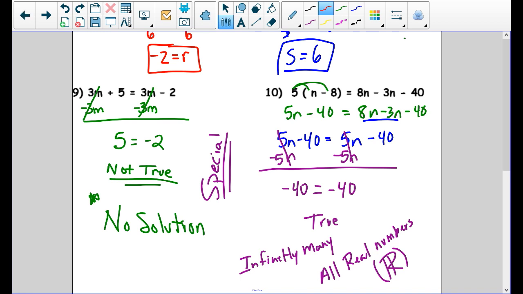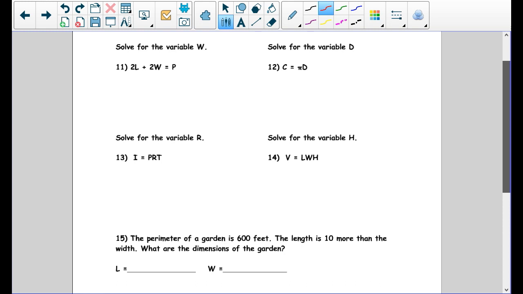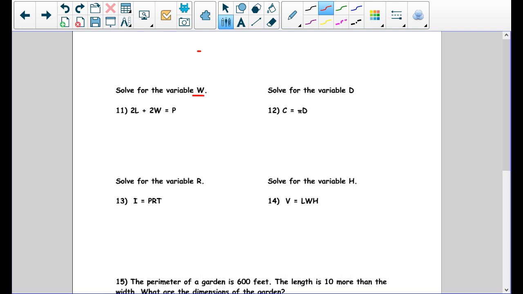Alright, so flip it over on the back. So, here we're solving for variables now. Before we solved for one variable with given numbers, right? Now I'm going to have multiple variables. So here I'm solving for W. I'm solving it the same way. So, if this was a number, this 2L, that's what I need to get rid of, right? If it was a number, how would I get rid of it?